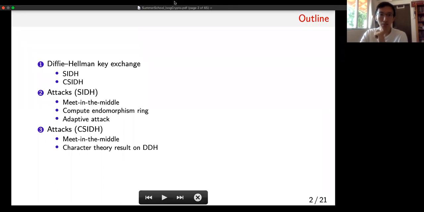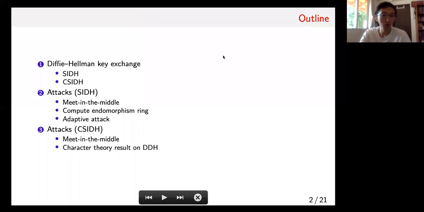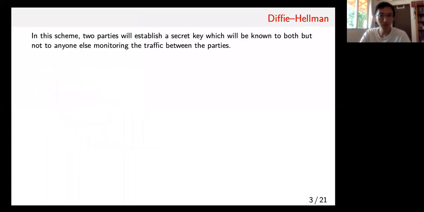And after covering that, I'll talk to you about attacks on these systems. So I'll present attacks on SIDH and also on CSIDH. You will see that these cover a lot of deep mathematics and quite a lot of beautiful mathematics as well. So I hope you slowly gain an appreciation of the beauty of this mathematically. So I'll begin with Diffie-Hellman.